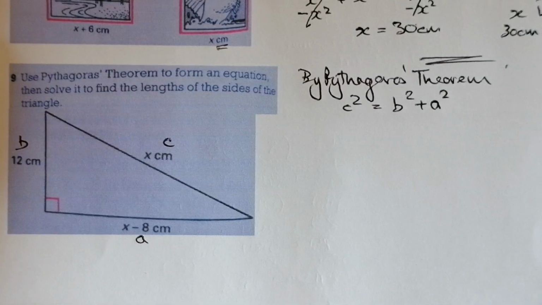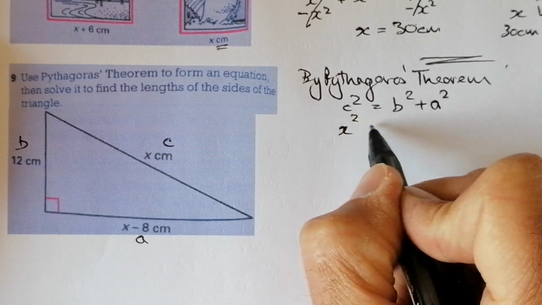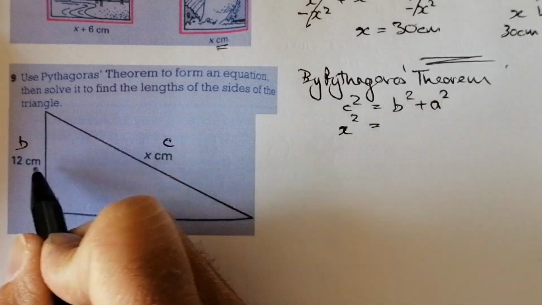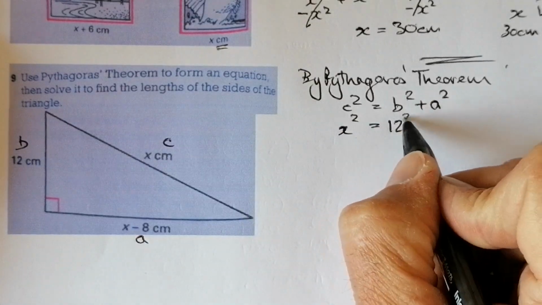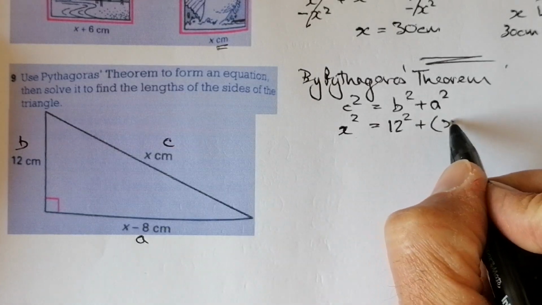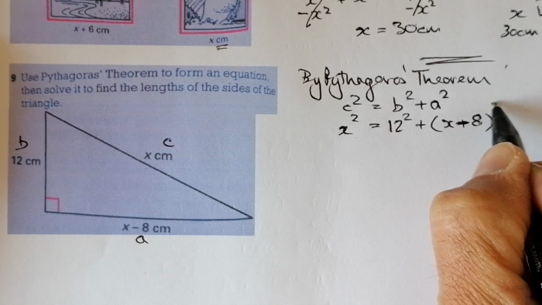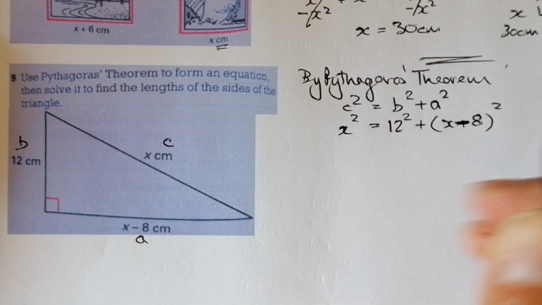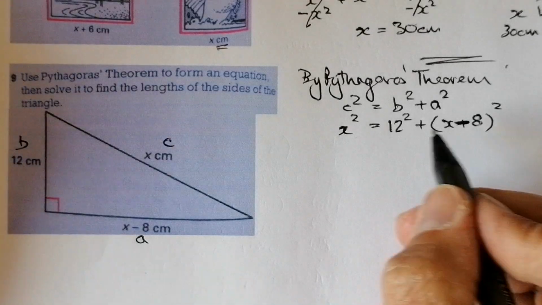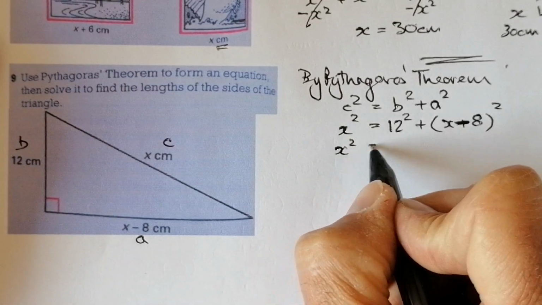So let's go for C squared. That's going to substitute in an x, so x squared is equal to B squared. I've got 12 for B, so that's 12 squared plus A squared. A is x minus 8, and we're going to square that. So I'll work out this side first of all before we go ahead and solve the equation.